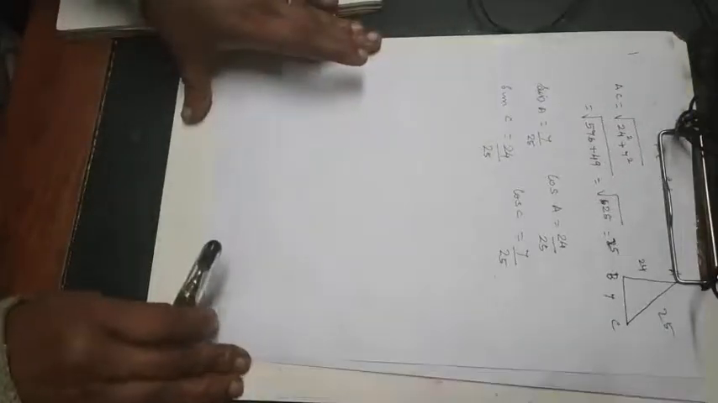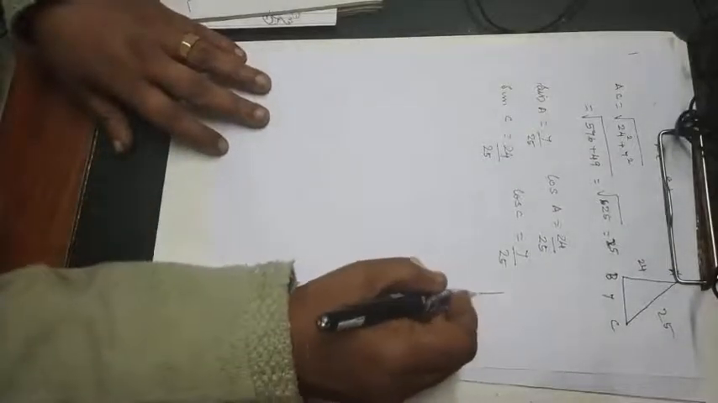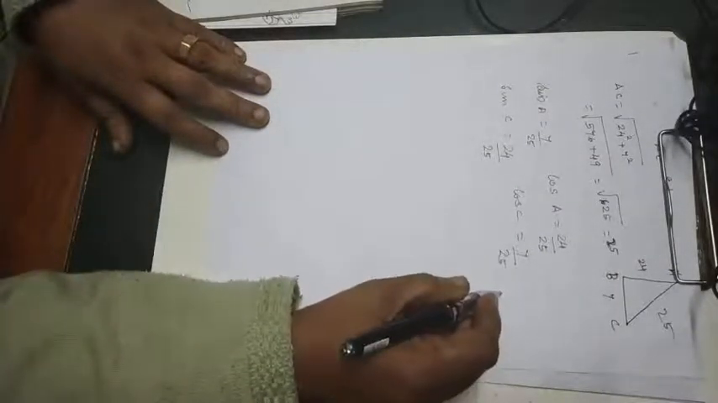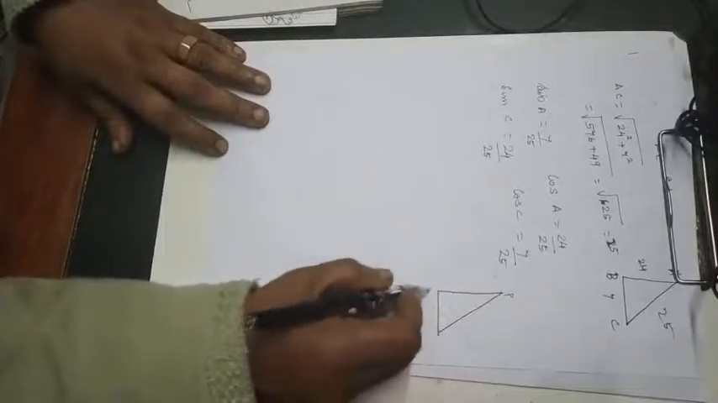Now let us discuss the second problem. In figure 8.13, find tan P minus cot R. So the figure is given there. Let us draw that figure. PQR, right angled at Q.